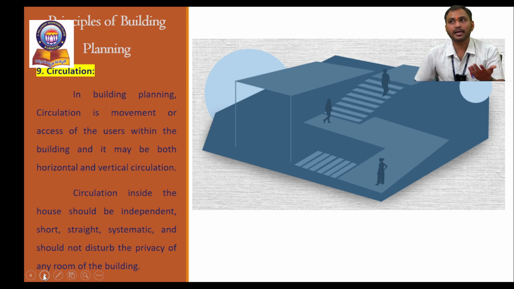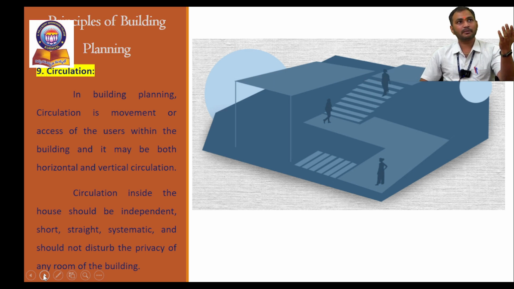Or else in present public buildings, any shopping malls or commercial complexes, there are lifts and also escalators. That is the circulation, the movement of the public from one floor to another floor, or the movement of the public on the same floor from one room to another room. That is the horizontal circulation.